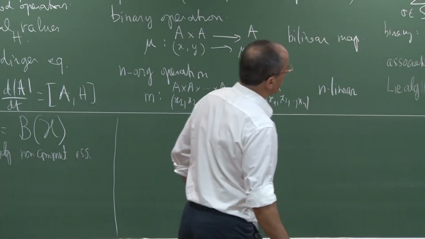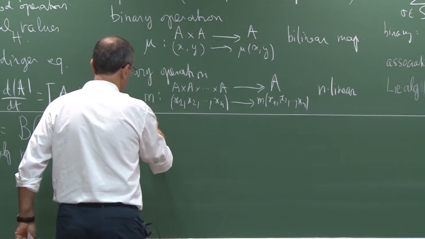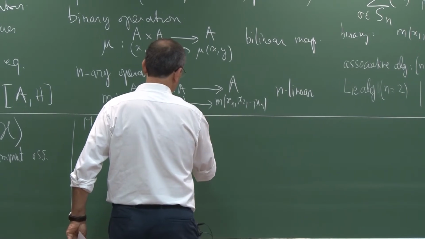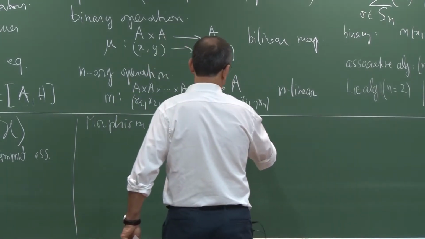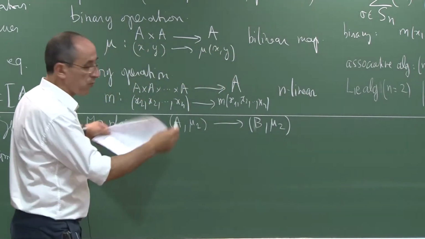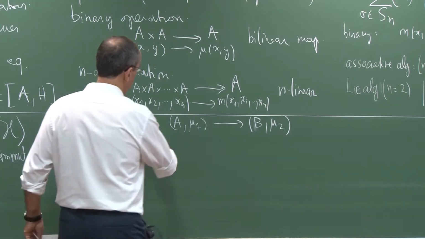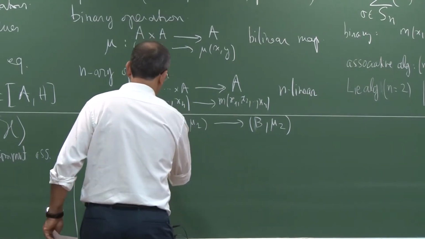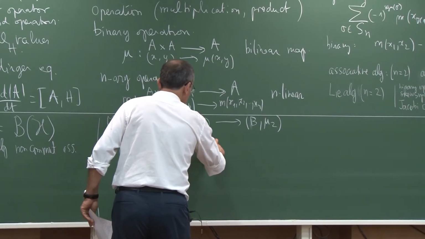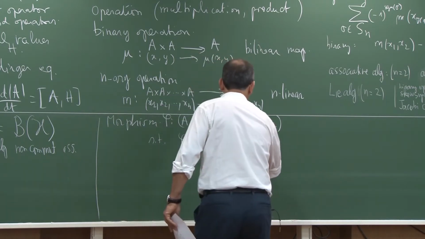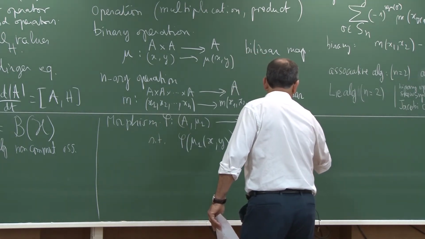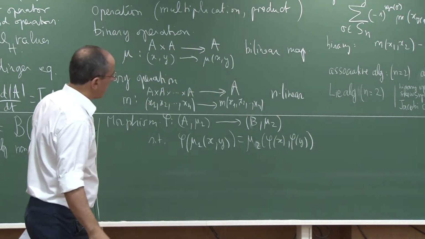Now, of course, we can talk about morphisms. An algebra morphism: if you have A with a multiplication mu1 and B with a multiplication mu2, and we can assume it's a Lie algebra or associative algebra, whatever you want, then the morphism is a map phi such that phi of mu1 of x, y is mu2 of phi of x, phi of y.